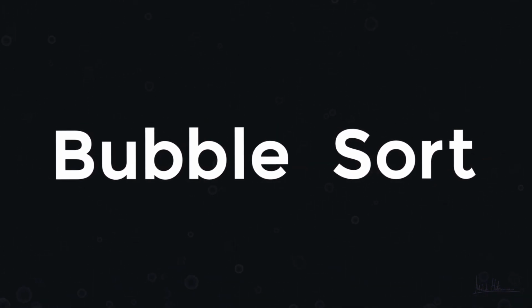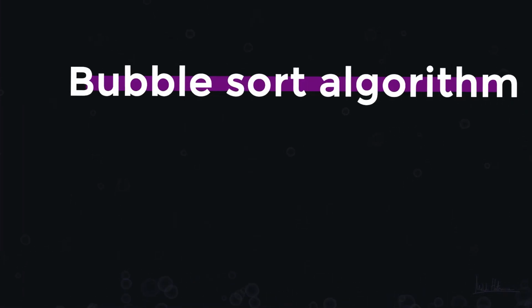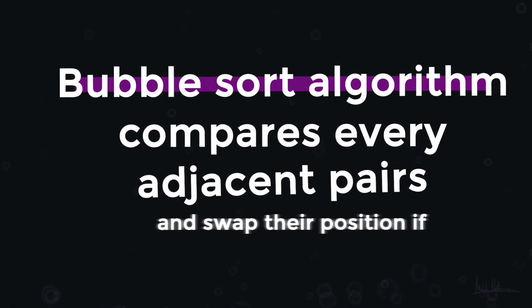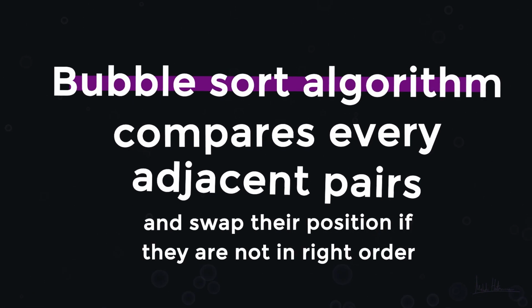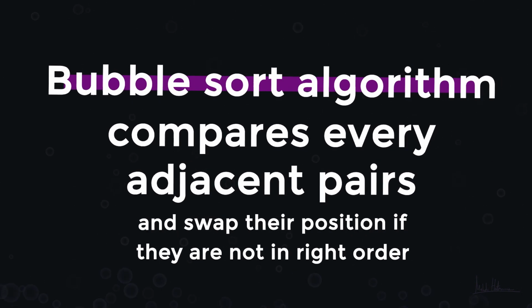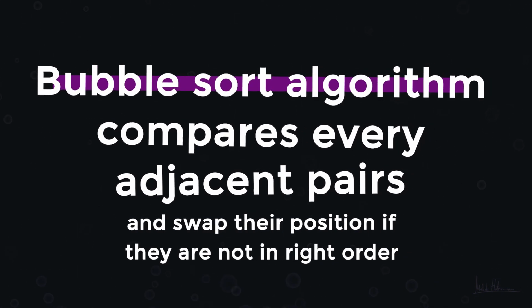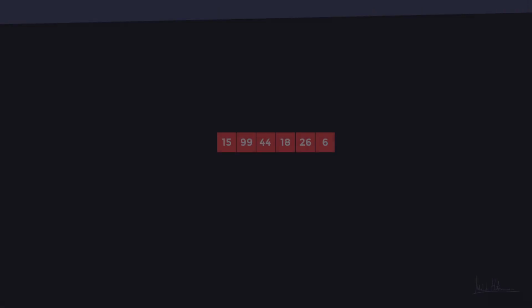Bubble sort algorithm compares every adjacent pair and swaps their position if they're not in the correct order. We will compare two adjacent items, and if they're not in the right order, then we will swap them. In each iteration, the largest element will be moved to the end of the unsorted array.